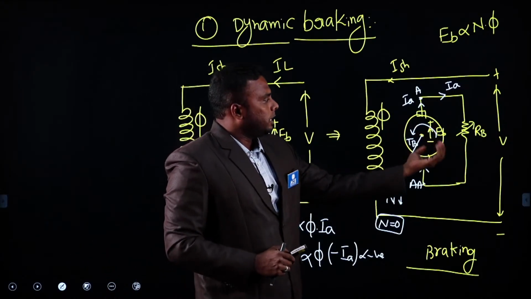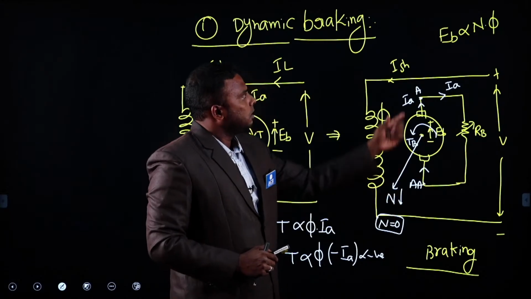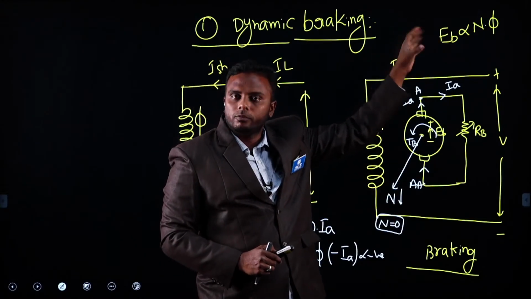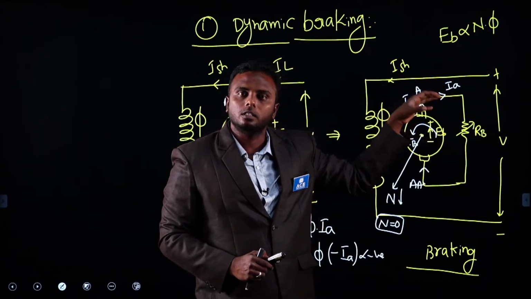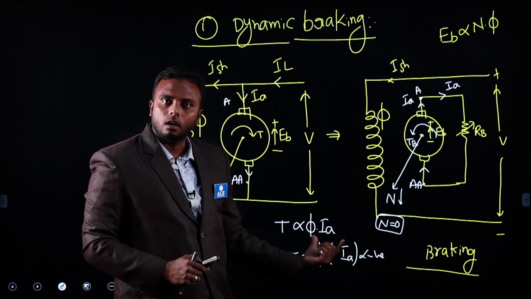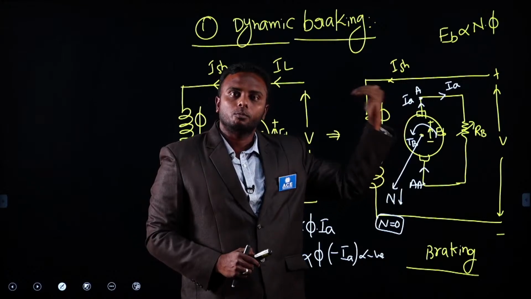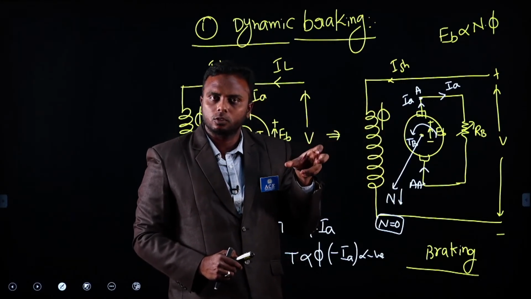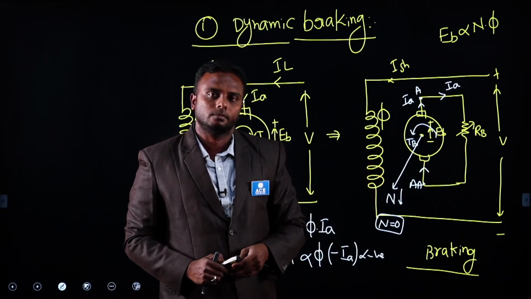Observe. Whenever speed is reducing, EB also reduces, or EMF reduces. If EMF reduces, what is the magnitude of current here? Also reduces. If current reduces, what is the torque production? Also reduces. Means whatever opposite torque is acting, that opposition slowly decreases. That's why slowly the speed will come to 0 here. That's why it is not an effective brake.